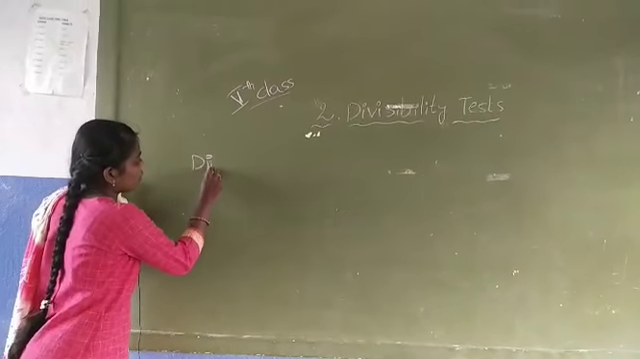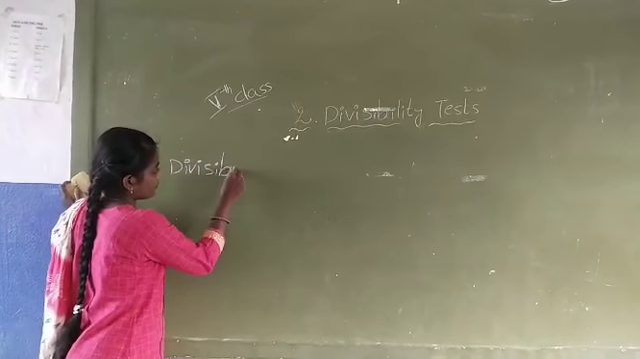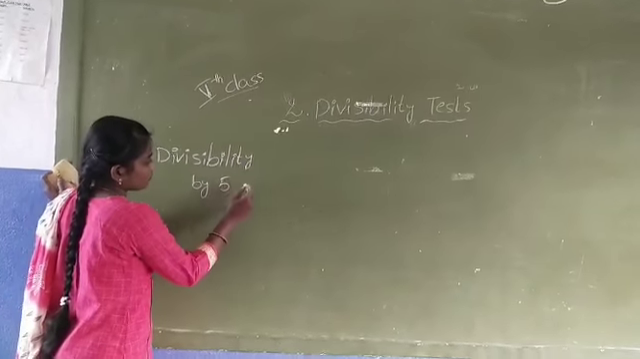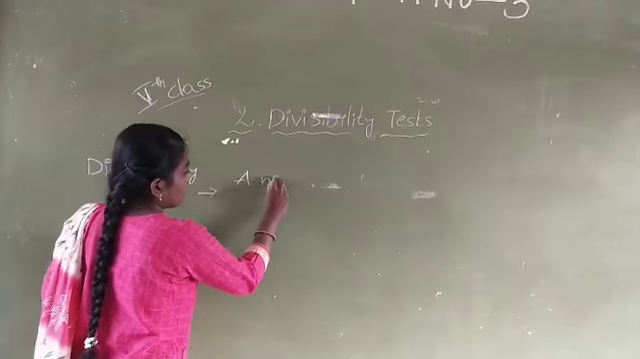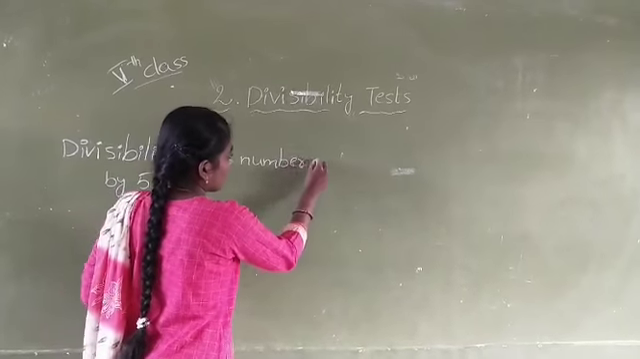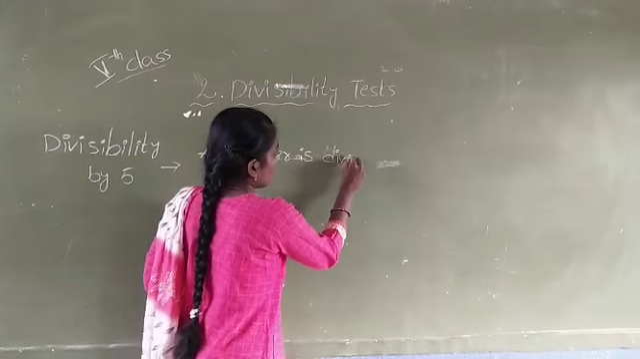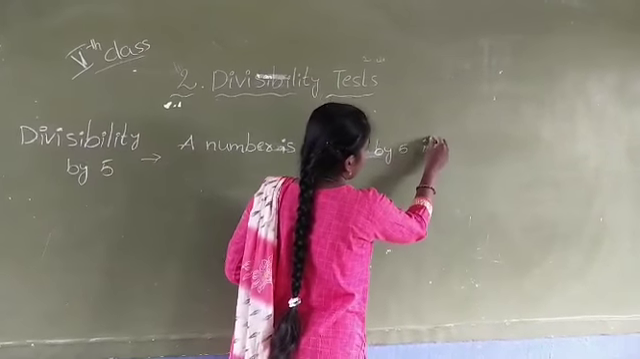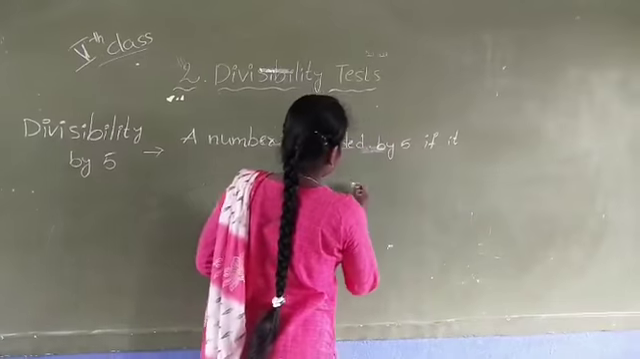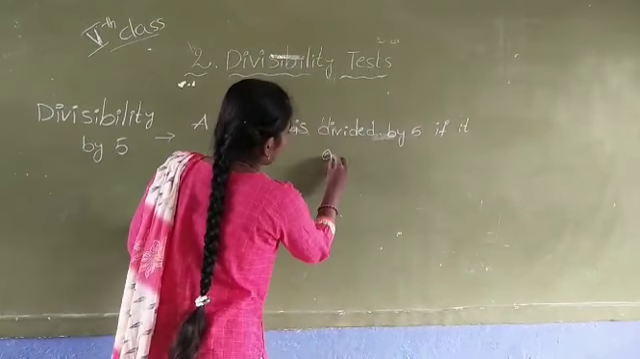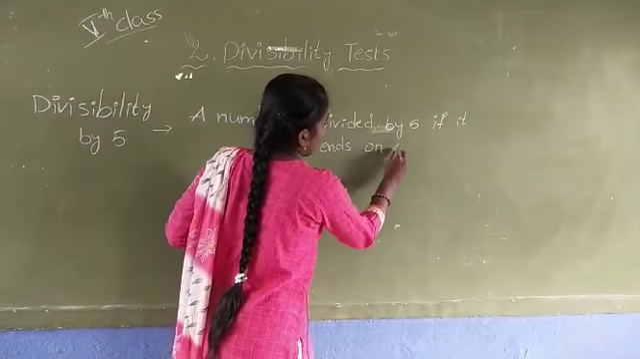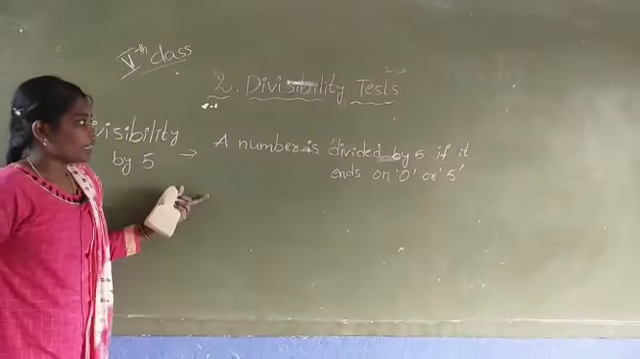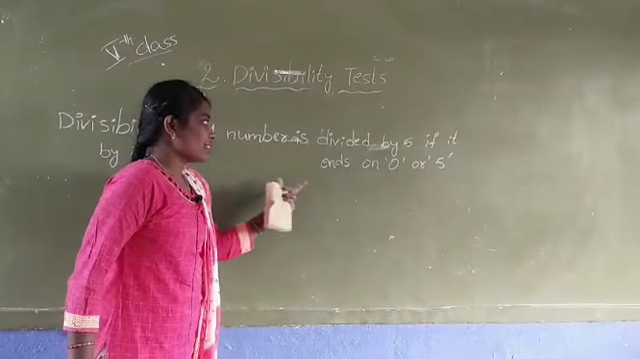Next, divisibility by 5. A number is divisible by 5 if it ends in 0 or 5. If a number ends in 0 or 5, it is divisible by 5.